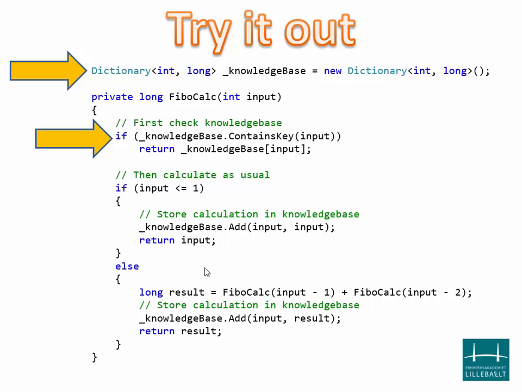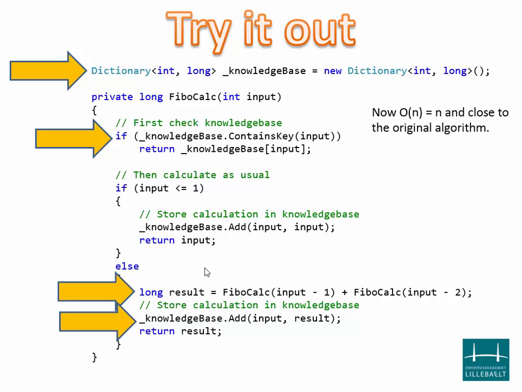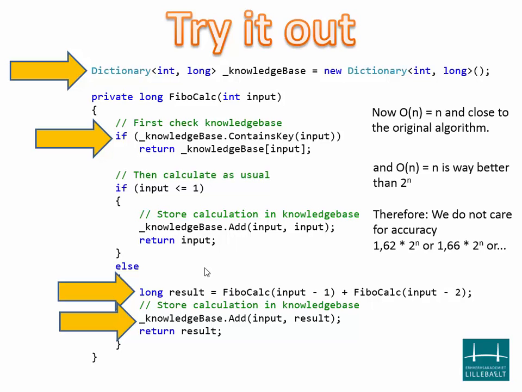So I have the dictionary, and here I check, are my results already calculated in the dictionary? If not, calculate it and put it in the dictionary. So, as you can see, big O of n is way better than 2 to the n.